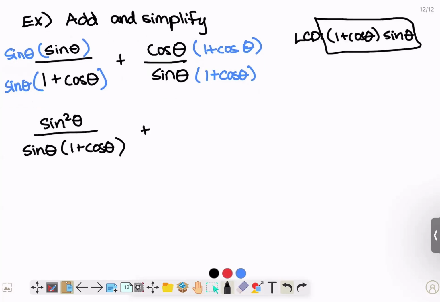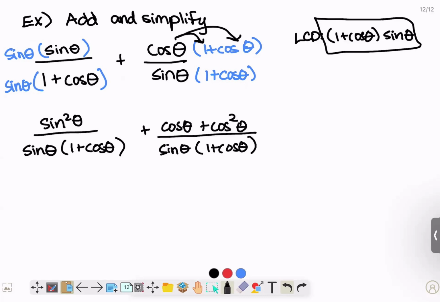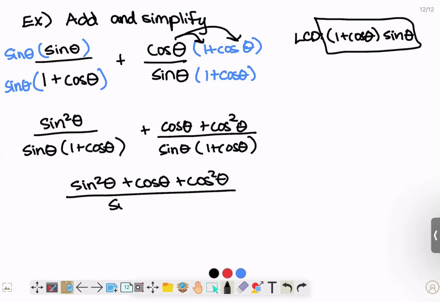Multiplying in the second fraction, I am going to multiply on the top. So distributing this cosine, cosine times 1, and then cosine times cosine, but leaving the denominator factor. Now they have the same denominator. We can add the numerators. So we're adding sine squared theta plus cosine theta plus cosine squared theta, and just keeping that same denominator.